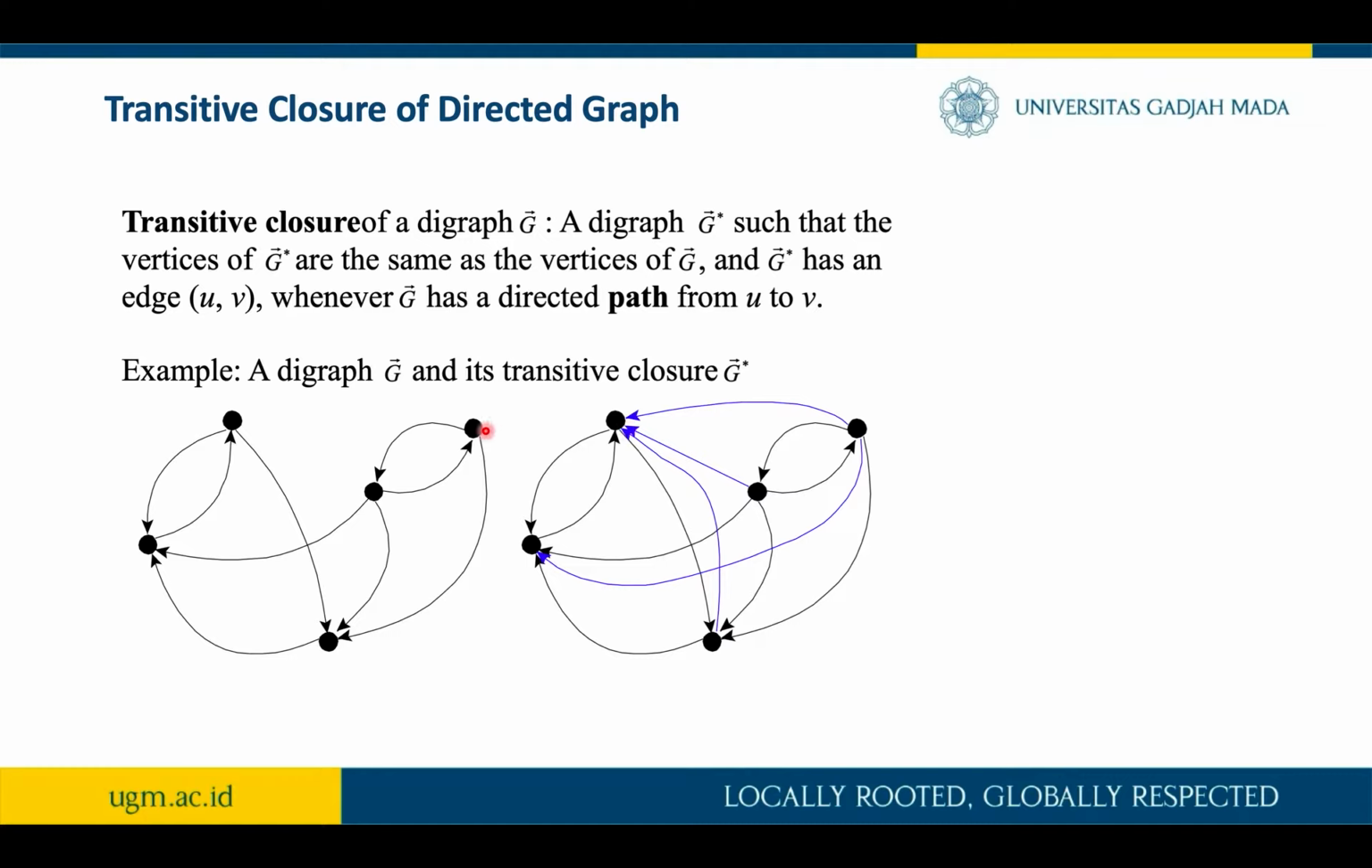The same also happens to these two. There's a path from here to there via this path, this, and then that. So there is a directed path, or an edge, from this vertex to this vertex.